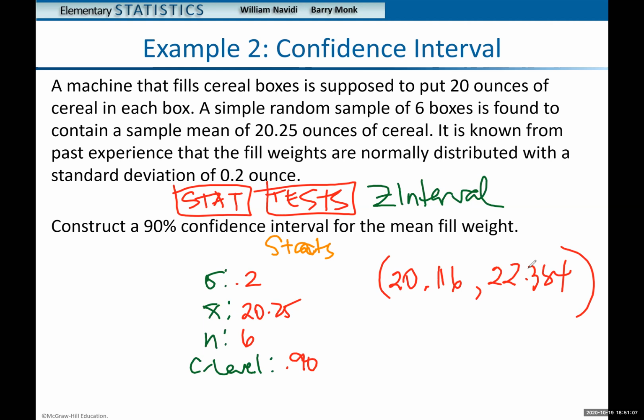So the shortcut stat has Z interval. That's all you need to do. I got 20.384. Does that mean I typed something in wrong? Double check your numbers. Okay. 20.256, and 0.90. I got the same thing, both 20s. Yeah, I double checked. I do have those numbers. These numbers? Yeah. Okay.